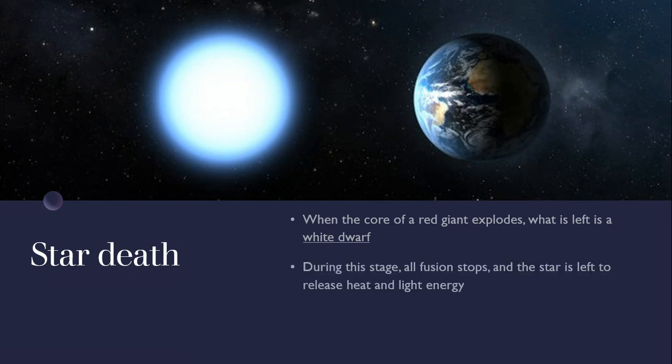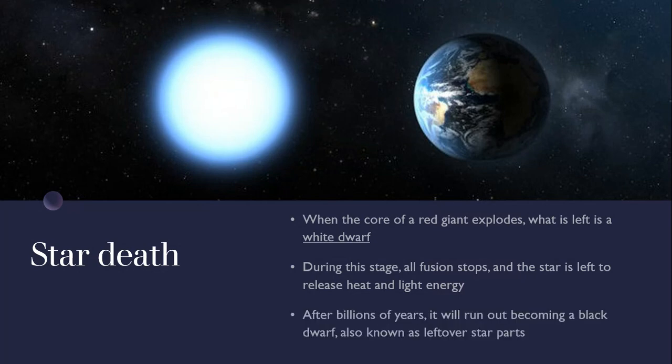During this stage, all fusion stops. There's just no more material to fuse. And the star is left to release heat and light energy. And it will just sit there releasing all that leftover heat and light. After billions of years, it will run out of heat and light energy, and it will become a black dwarf, which is also known as leftover star parts. There are actually no black dwarfs yet in this universe because this universe has not existed long enough for that to happen.